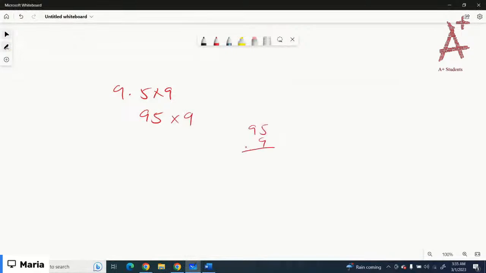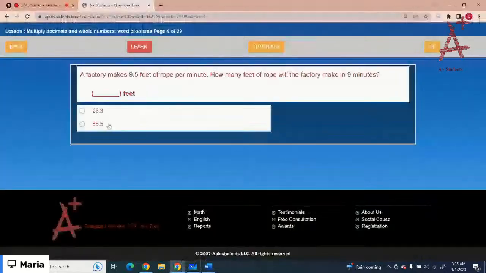So 9 times 5 is 45. Here you have 5 and 4 carry. 9 times 9 is 81 and 4 is 85. So it is 855. You have just one decimal place in the question, so just move the decimal point one place left, so it would be 85.5. Got it? So the correct option is the second one. 85.5 is the correct option. So just select the correct option and click on the OK button.